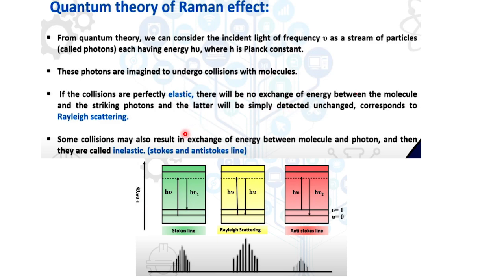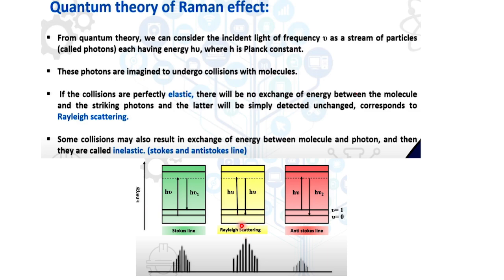This elastic collision will generate the Rayleigh scattering. And if there is an inelastic collision, that means the same amount of energy is not transferred. So there may be energy lost through heat or something else. Then there will be two different observations. One is the Stokes and another is anti-Stokes.